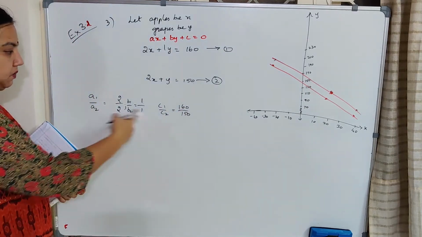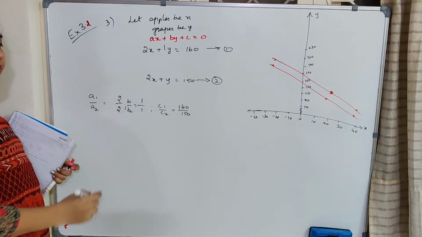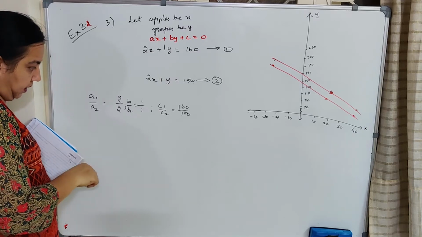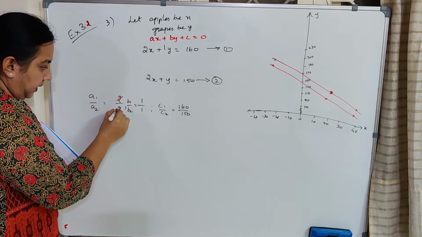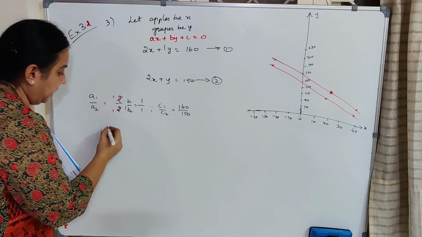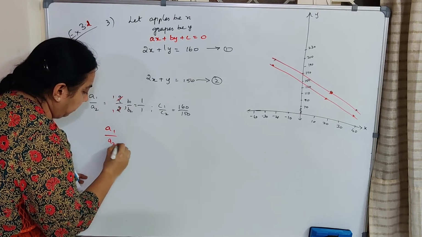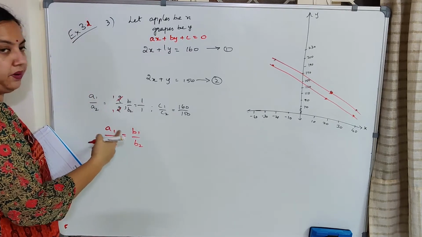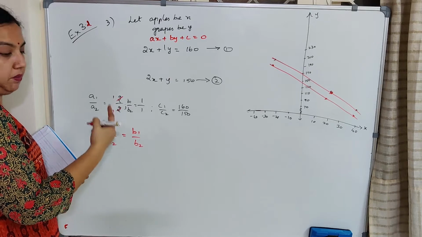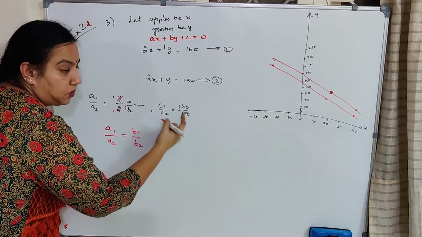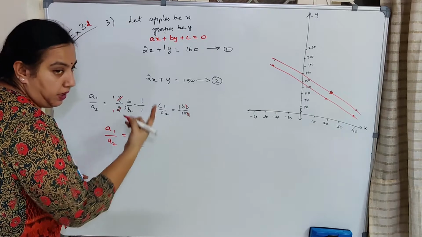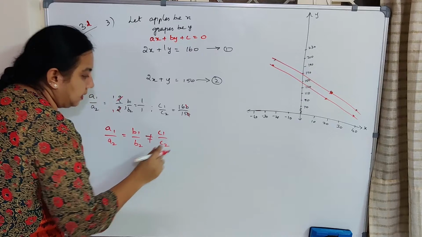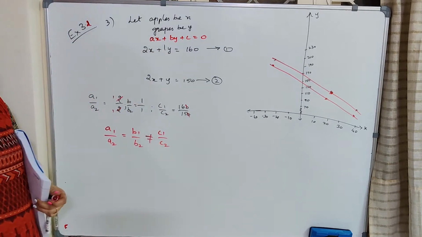So by seeing this, what do you understand? If the lines are going to be parallel, then what is the meaning? If the lines are going to be parallel, a1 by a2 is equal to b1 by b2, that is 1 by 1. And here these are not equal to c1 by c2. See, the zeros get cancelled, giving 16 by 15, so that is not equal to c1 by c2. Then the two lines are going to be parallel.